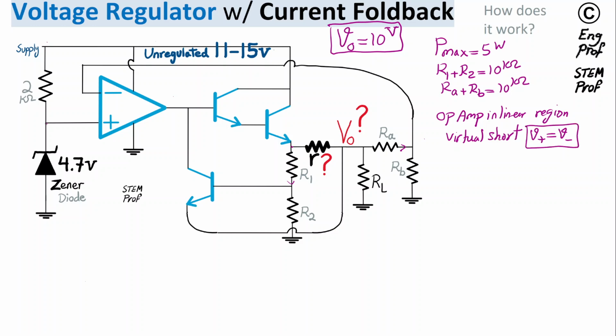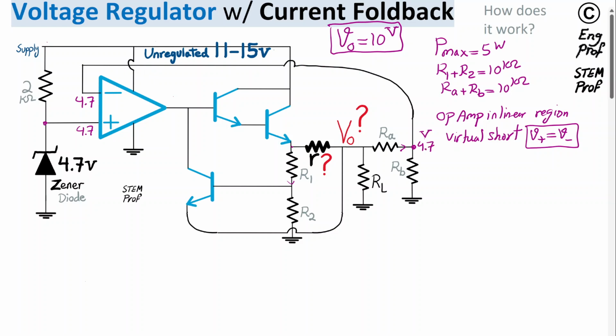That means if we establish, with the proper bias of this Zener diode, 4.7 volt here at the positive terminal, then that should also be enforced by the negative feedback at the negative terminal as well, which means it is going to appear via this wire at the output. So here we will have 4.7 volt as well.